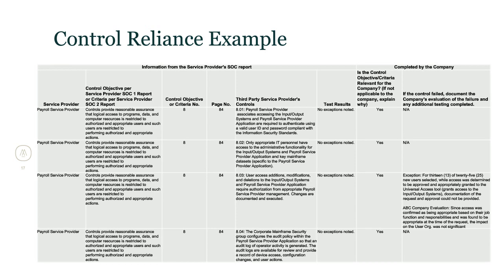ABC Company, which we're using in this example, evaluated the exception and stated that since access was confirmed as being approved, the impact to ABC Company was not significant.